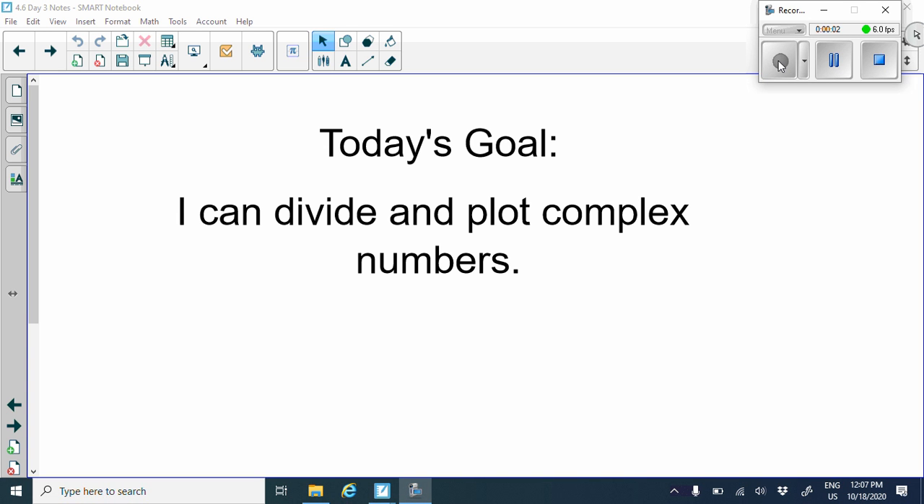Hey guys, so here's the notes for 4.6 day 3. We're going to divide and plot complex numbers.